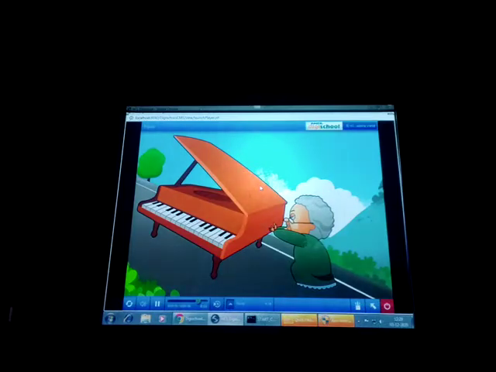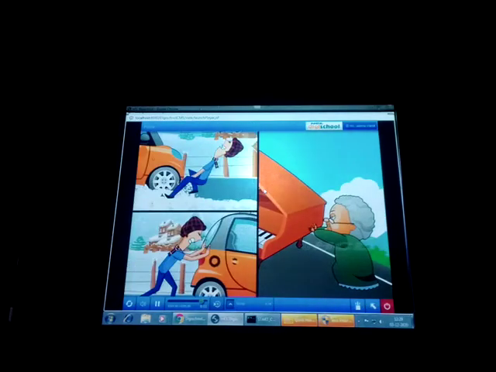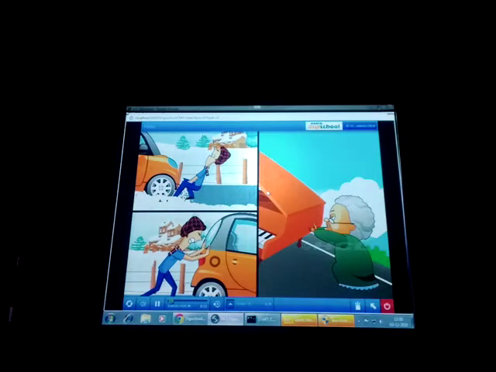This woman is trying to stop the piano from sliding away. Look at both these incidents again. Do you notice anything common between the actions of these two? Both the man and the woman were using force to change the state of motion or rest of an object.